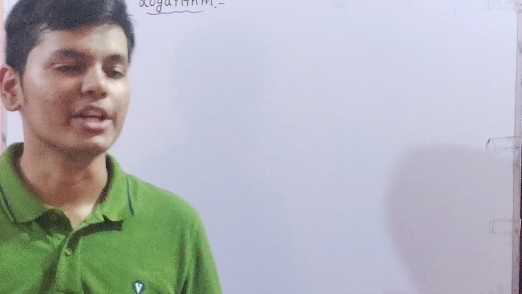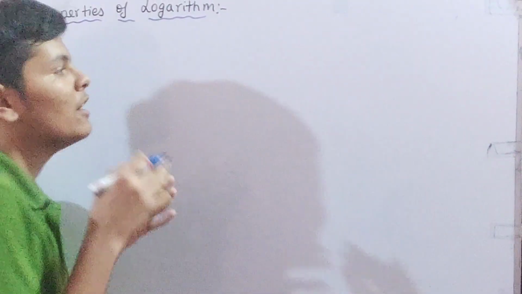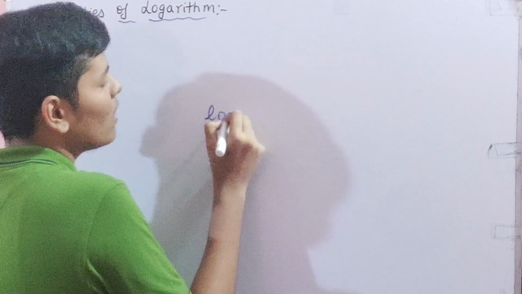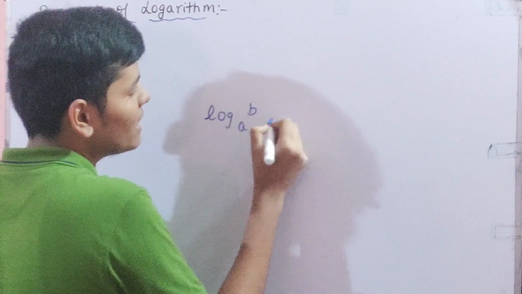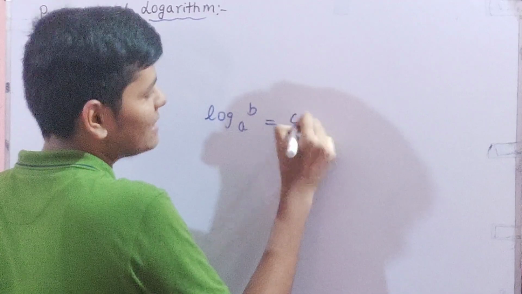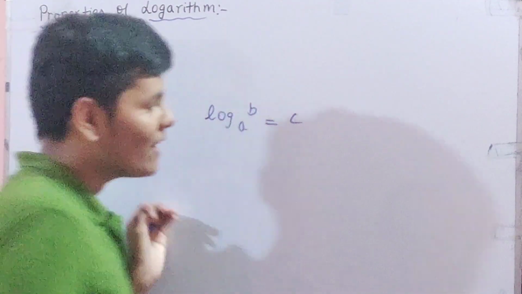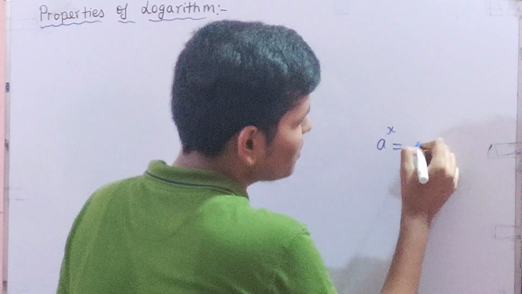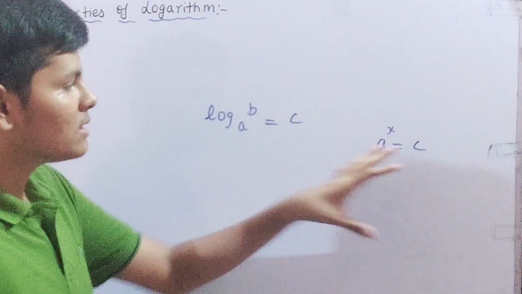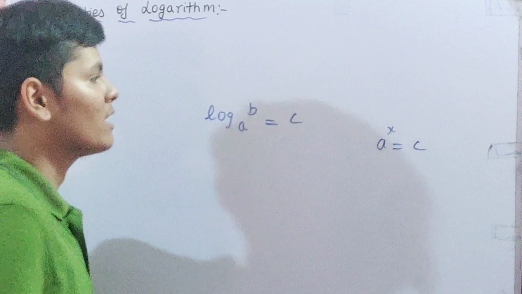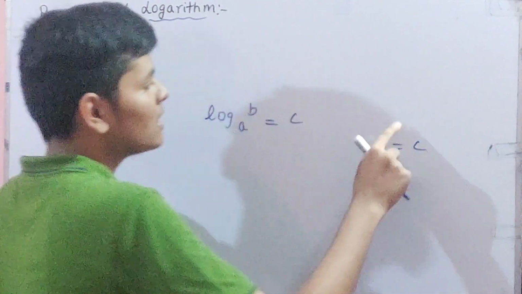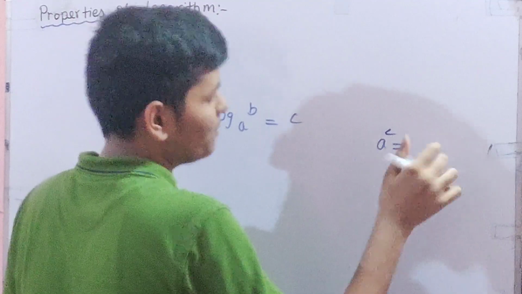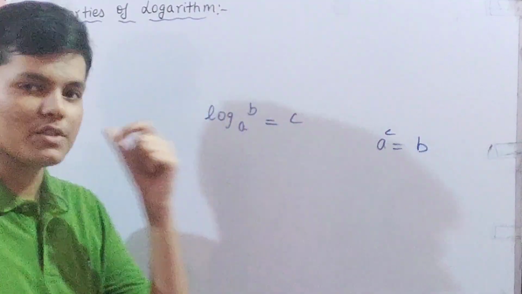In the starting of the video, we took the exponents. We took the actual value of log of b to the base a is equal to c, and we took the value of exponents as a to the power x is equal to, suppose, the value c. Now if you want to write it in terms of this, then we will have a to the power of c is equal to b. This is the value which we get.